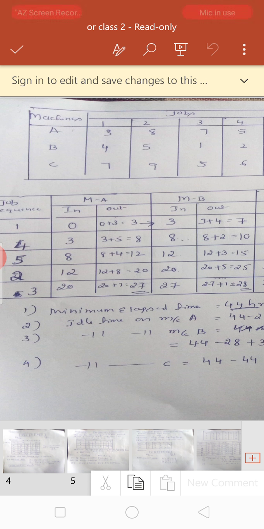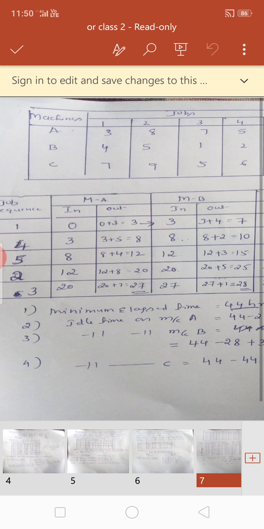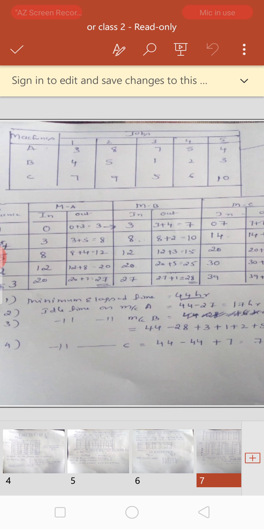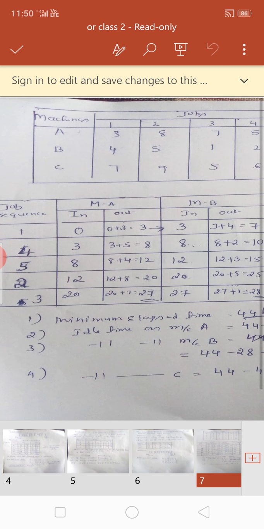Now how much time is it going to take on machine A? Just go for the fifth: 4 hours on machine A. That is 8 plus 4 is equal to 12 hours. After 12 hours the fifth will come out from machine A.